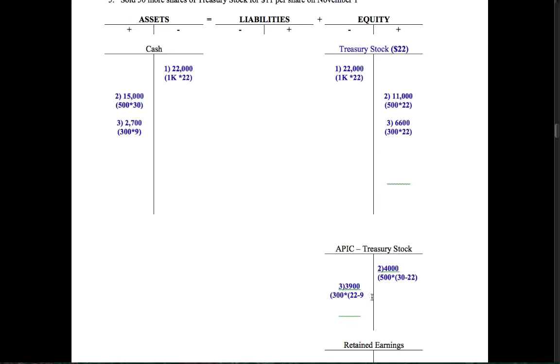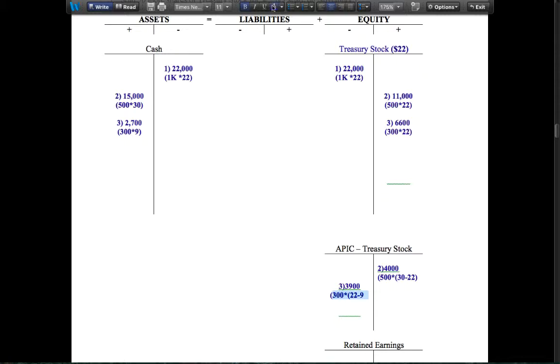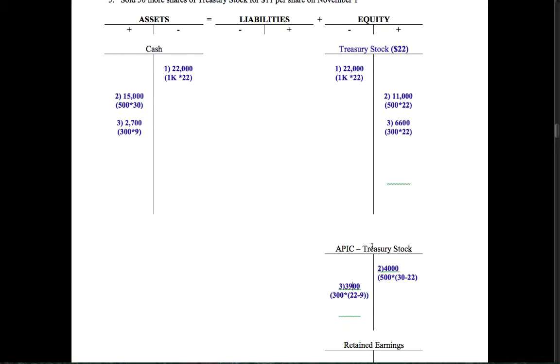Therefore, because we paid more than what we received, we have to decrease the additional paid-in capital. And so as you can see, the difference between entries number 2 and number 3: in entry number 2, we sold them for an amount greater than what the treasury stock cost to acquire. Therefore, we have to increase our additional paid-in capital for treasury stock. However, in entry number 3, we sold the shares for an amount less than what it cost us to acquire the treasury stock. Therefore, we have to decrease the additional paid-in capital in treasury stock.